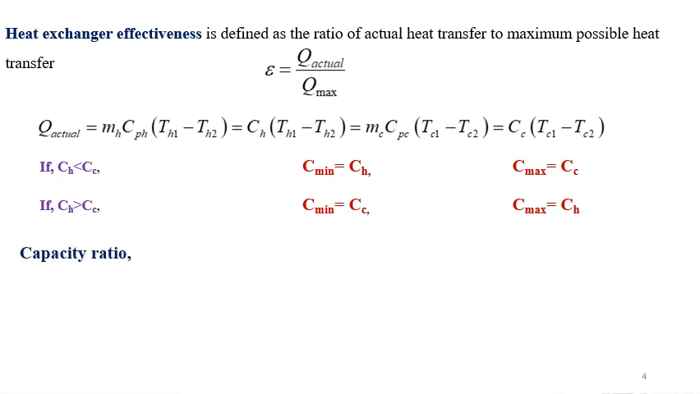Next, we should know what is the capacity ratio. Capacity ratio is the ratio of minimum heat capacity rate to maximum heat capacity rate. It is C min by C max.